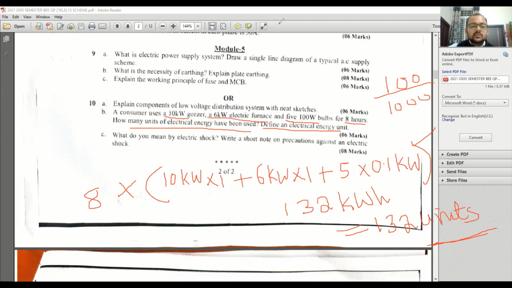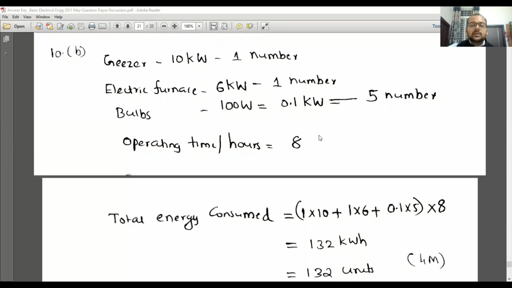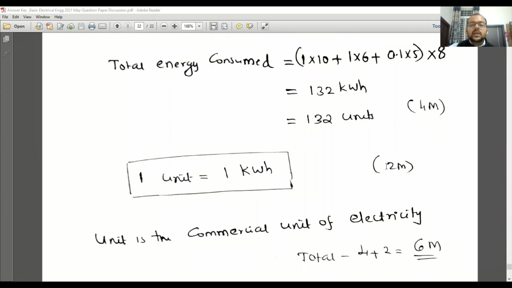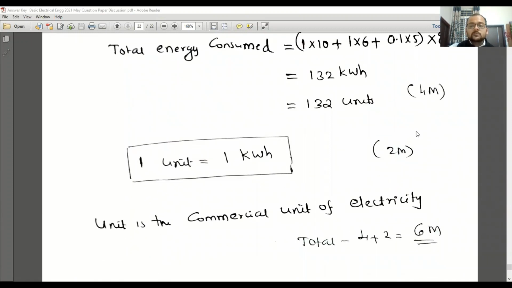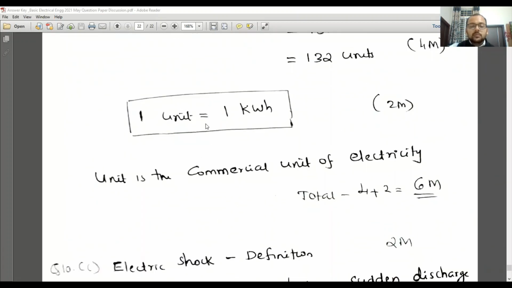How are the marks distributed? I will be showing you the answer key. See, if you complete the problem, definitely you will be getting 6 marks. If you write the definition of unit, you will be getting 2 marks. So this is the distribution of that particular question.